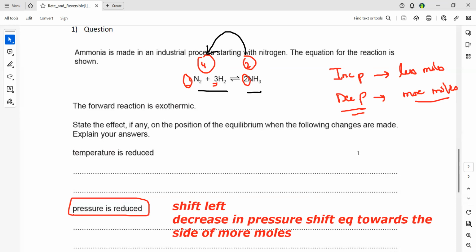Today we'll do an exercise as well. The whole exercise will be related to reversible reactions. So you will have a better understanding of reversible reactions as well.